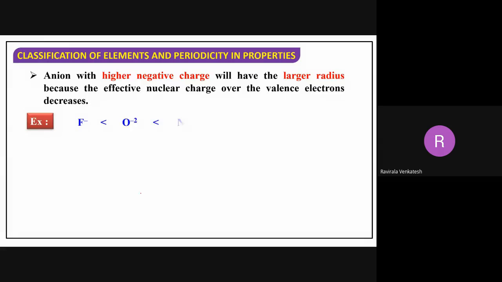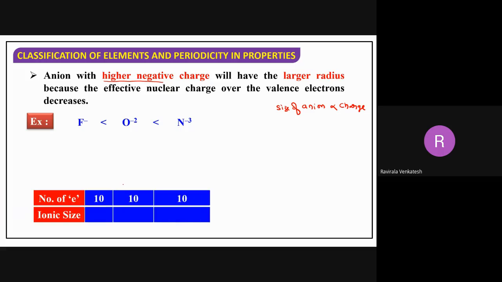Anion, if you see, anion. What they are saying is, higher the negative charge, larger the radius. Here it is opposite. Now what I am writing here: the size of an anion is directly proportional to charge. For cation, it is inversely proportional. For anion, it is directly proportional.